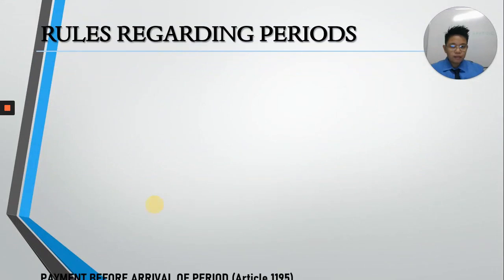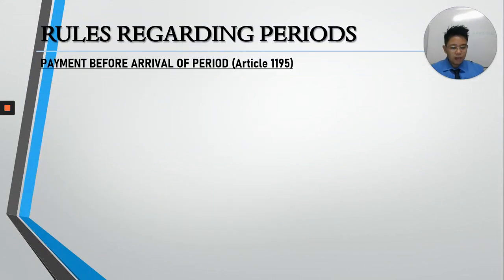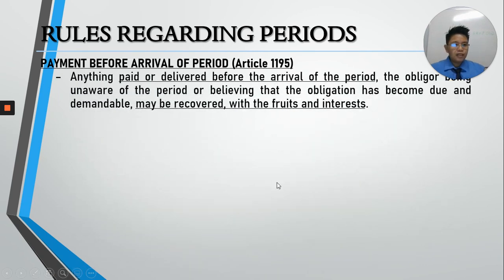In 1195, remember this is payment before arrival of the period. So remember here class na if the debtor hindi pa dumarating yung period, unaware siya sa period or believing that the obligation has become due and demandable, remember mistakenly believing that the obligation has become due and demandable, he may recover yung kanyang payment with fruits and also interest.